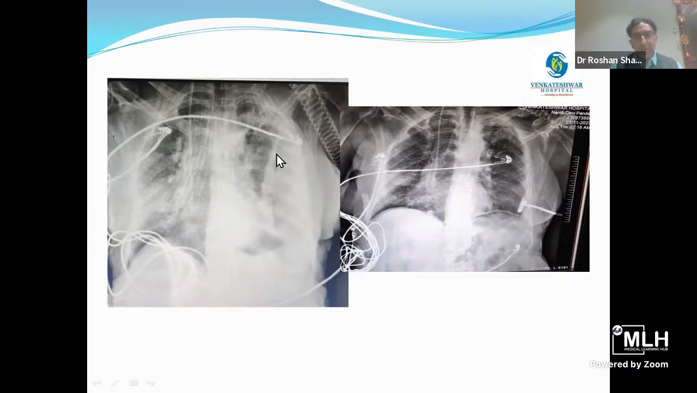Then after reviewing the X-ray and under ultrasound guidance, after marking the area where to put a pigtail, we put a 14 French pigtail here in this pleural space. This is the X-ray which was done around 10 o'clock. This is the X-ray 4 hours after putting the pigtail. There is marked improvement in the aeration of the patient, and now the patient is fine.